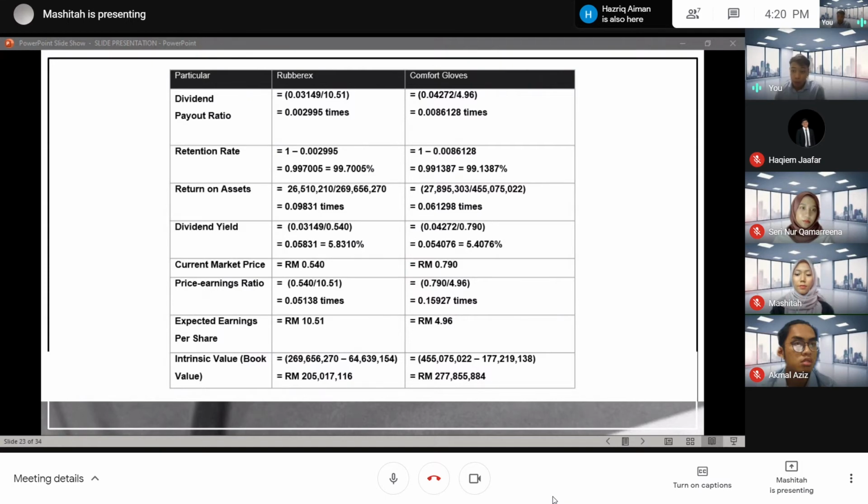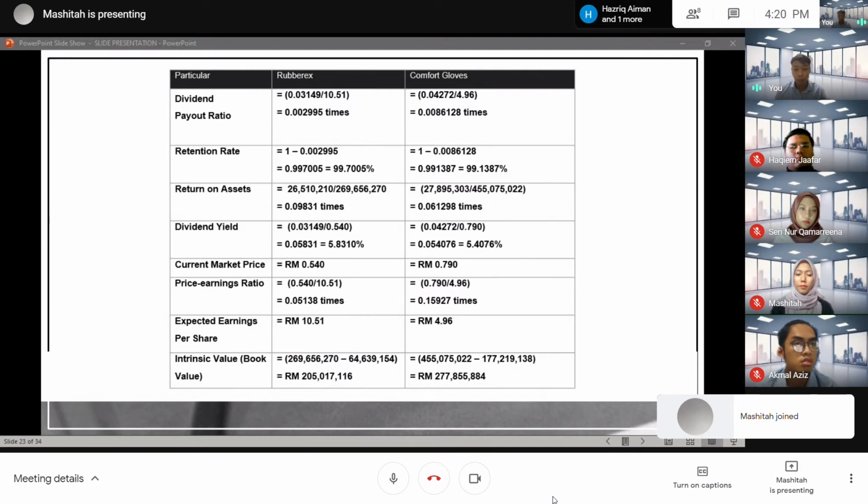Moving on to the dividend yield, for Rubberex it is 5.8310% and for Comfort Gloves it is 5.4076%. Rubberex has a higher dividend yield, and from this we can see that the amount of dividend that is paid by Rubberex is better than Comfort Gloves.